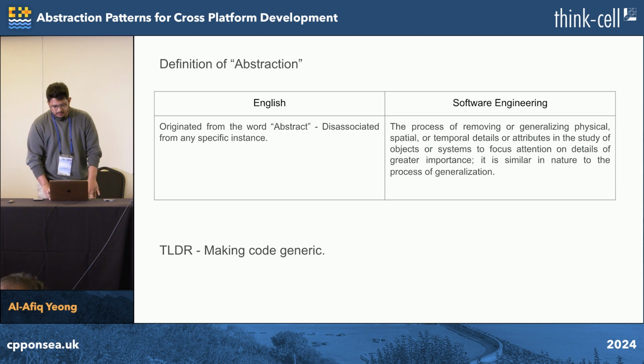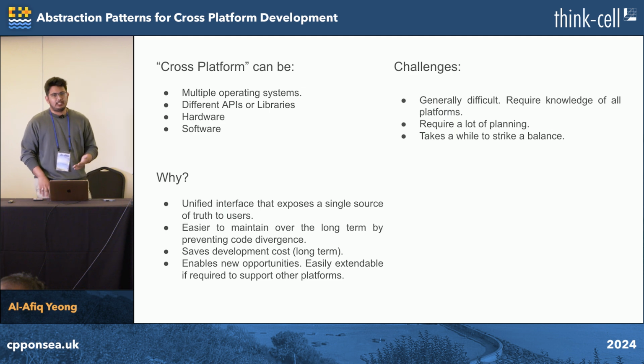Now, when we talk about cross-platform, it could mean several things, right? It can mean different operating systems. You're writing software for Linux, Mac, and Windows. It can also mean different APIs. The most renowned example for this would be video games, right? Most video games today support multiple rendering backends. The modern ones are DirectX 12 and Vulkan.